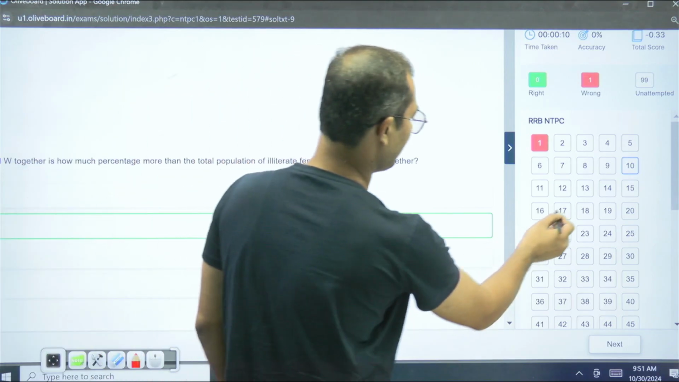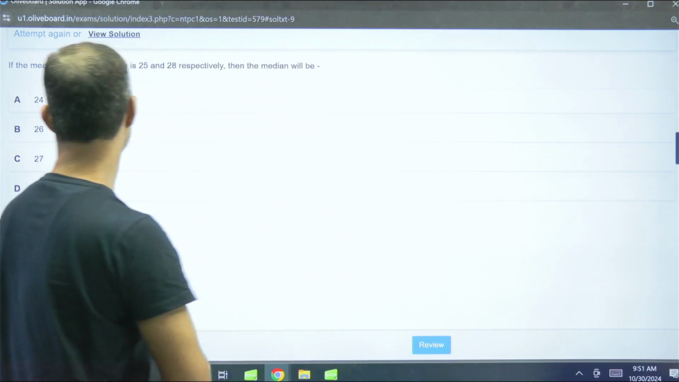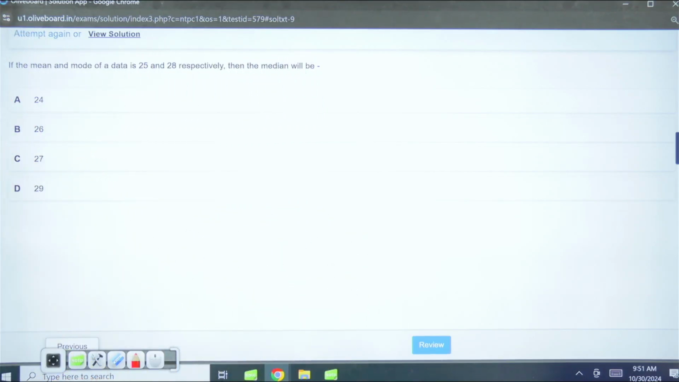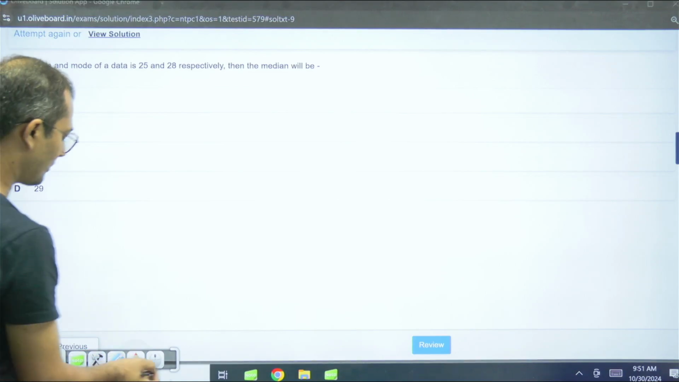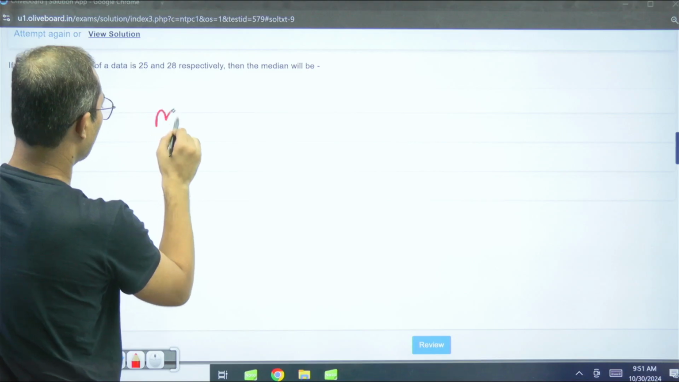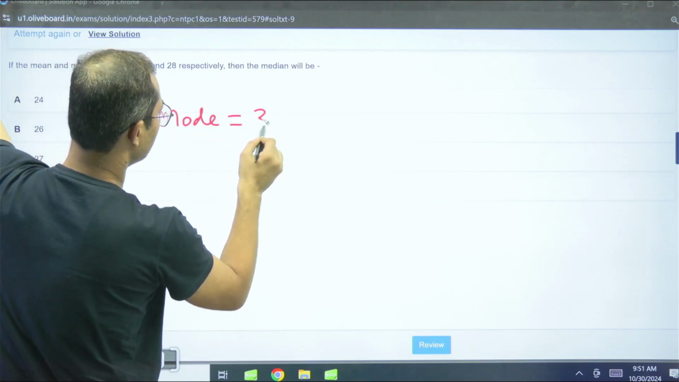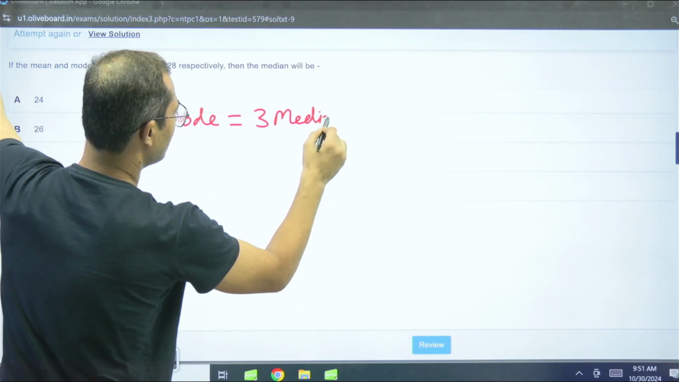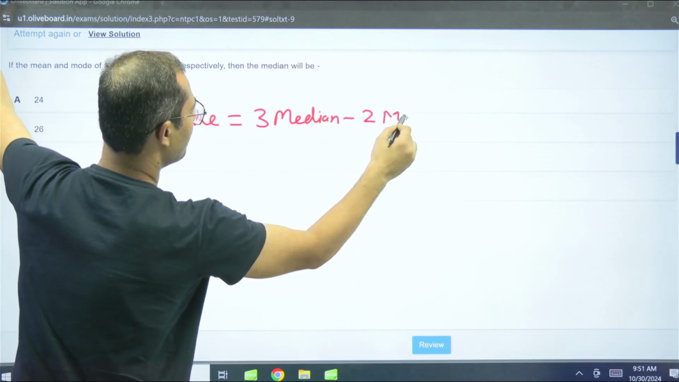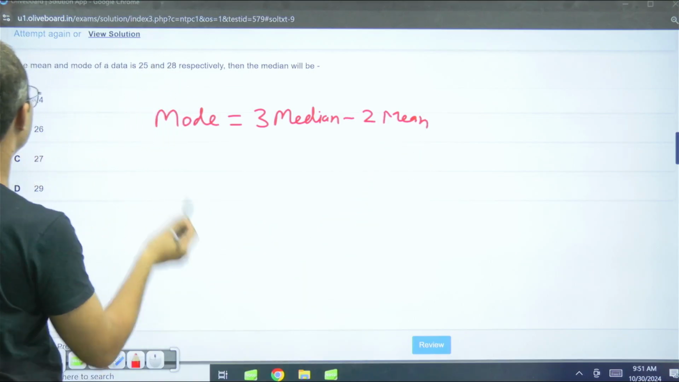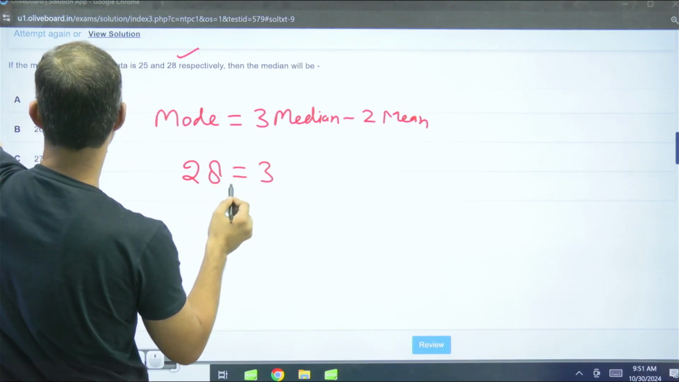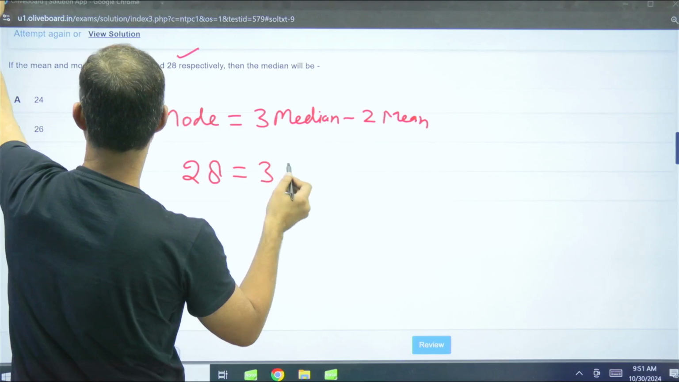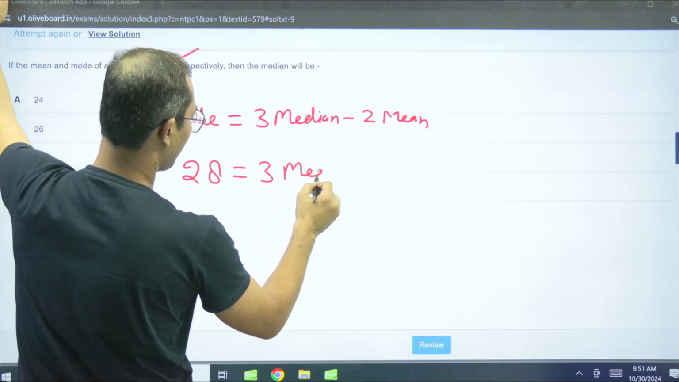Question number 17. Please tell me what is the answer of this question. If the mean and mode of a data is 25 and 28 respectively, then find the median, right? So we must know the standard formula: mode is equal to 3 median minus twice of mean, right? So we can say that the mode is equal to how much? 28 is equal to 3 median. We have to calculate the median, right?